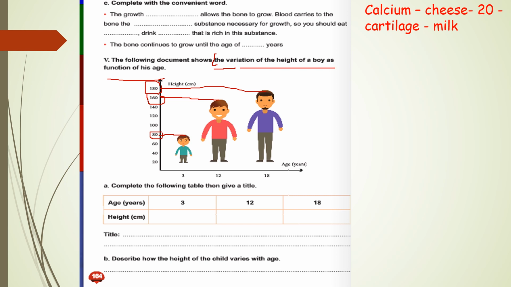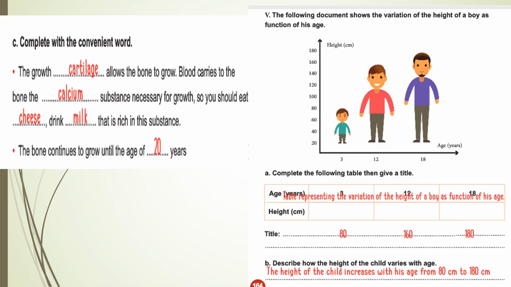B. Describe how the height of the child varies, changes with age. How the height changes with age. As the age becomes bigger, from 3 to 18 years, the height also becomes bigger or increases from 80 centimeter to 180 centimeter. These are the answers. Please pause the video and copy the answers on your books.